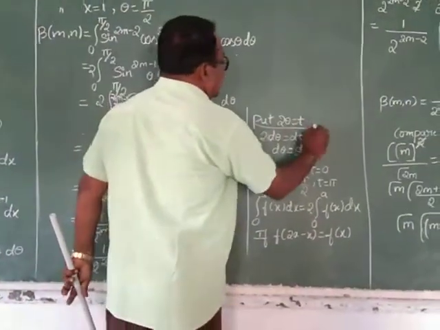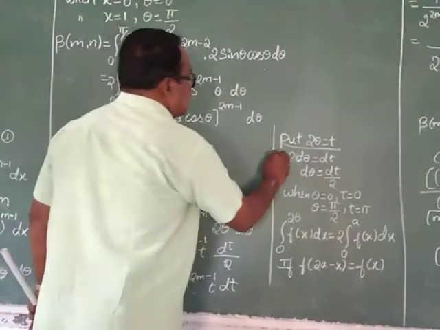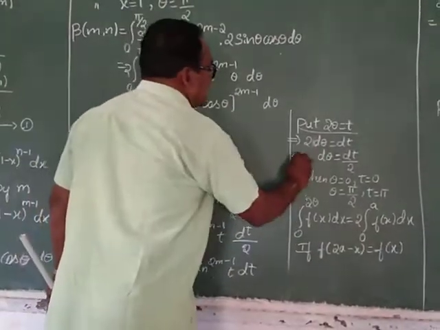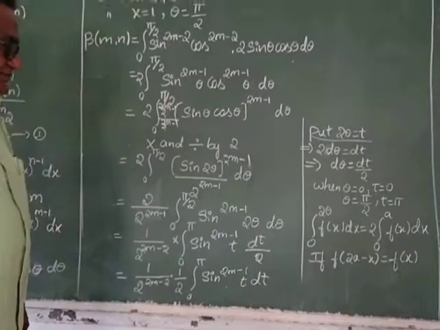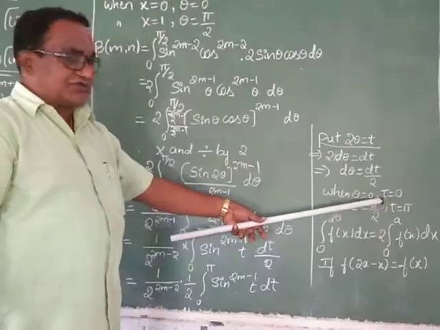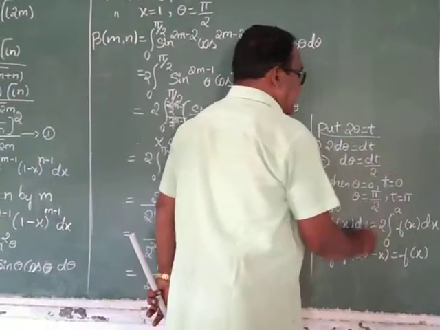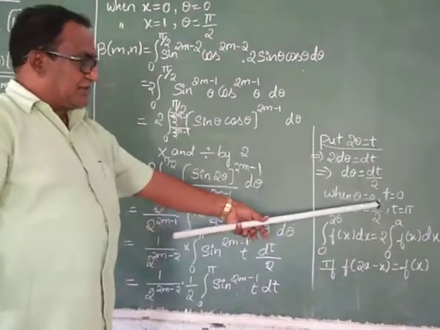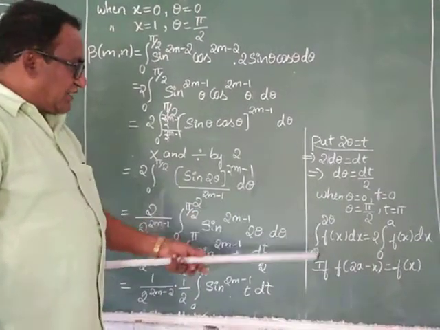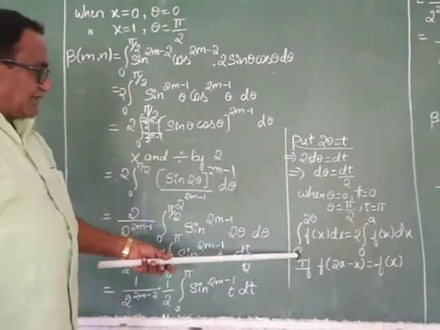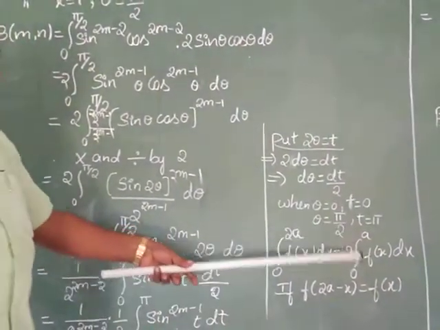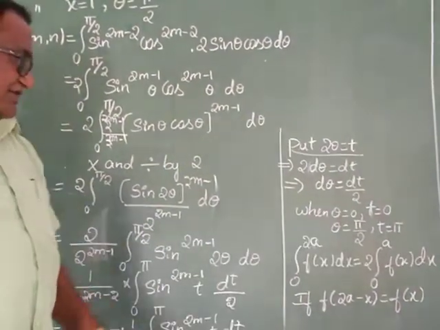Put 2 theta is equal to t. On differentiation, it implies 2 into d theta is equal to dt, which implies d theta is equal to dt by 2. And of course, the limits of integration also change here. When theta is equal to 0, your new variable t is equal to 0. When theta is equal to pi by 2, your new variable t is equal to pi. And also we have one more formula: integral from 0 to 2a of f(x) dx is equal to 2 into integral from 0 to a of f(x) dx.